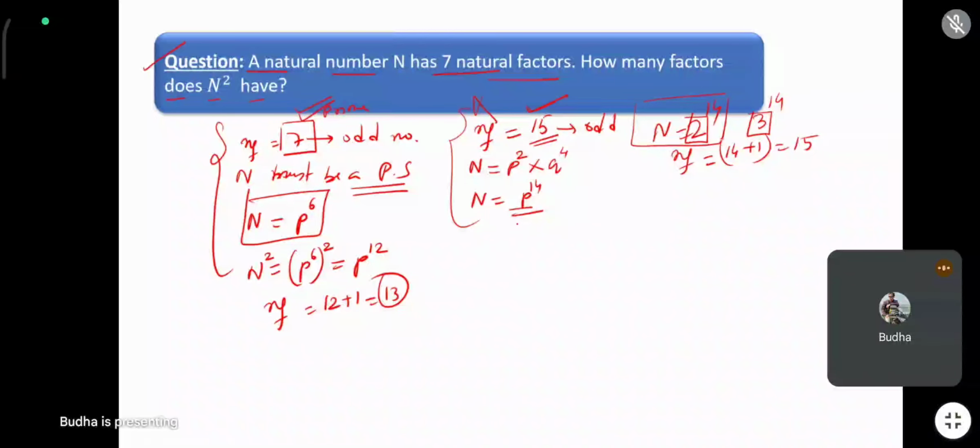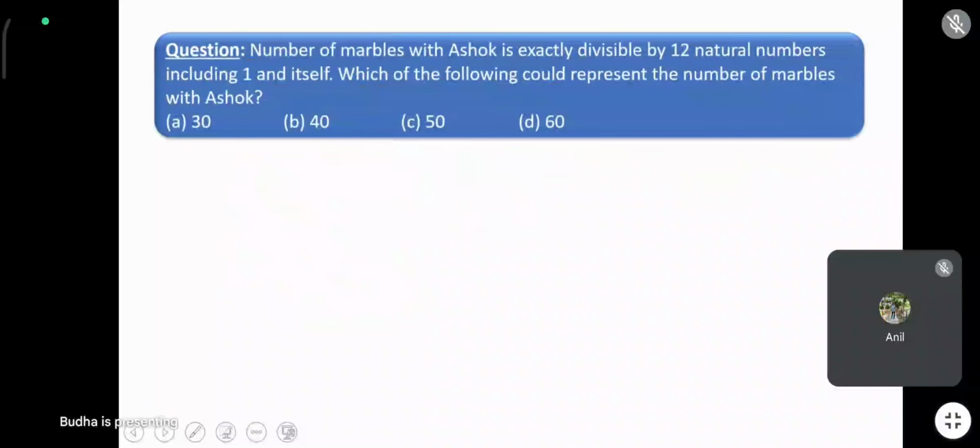Okay sir. So this one is a very interesting one. Number of marbles with Ashok. This question is taken from your book. Number of marbles with Ashok is exactly divisible by 12 natural numbers, including 1 and itself. Which of the following could represent the number of marbles with Ashok? Don't you think indirectly they are saying there are 12 factors?